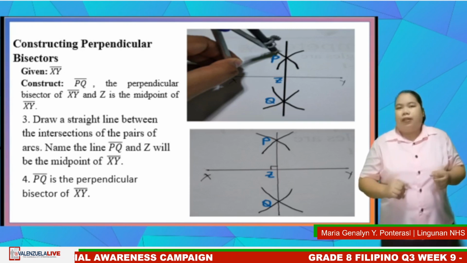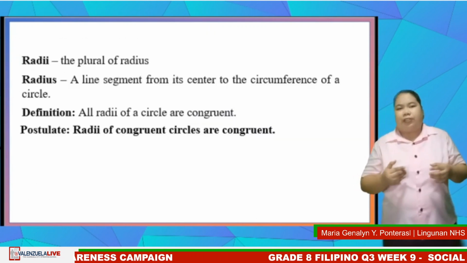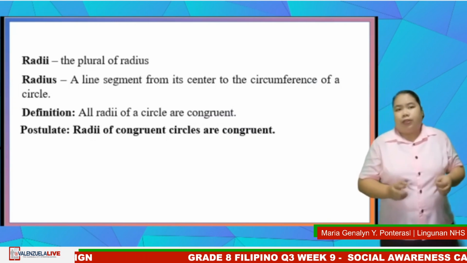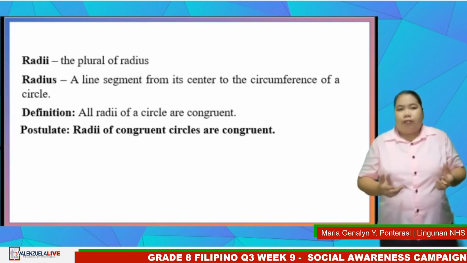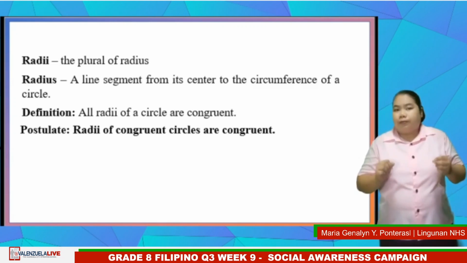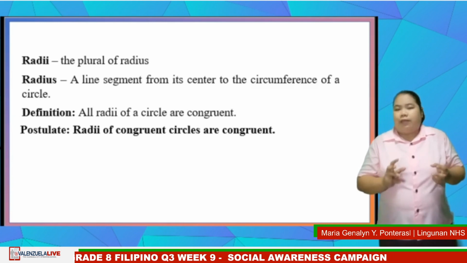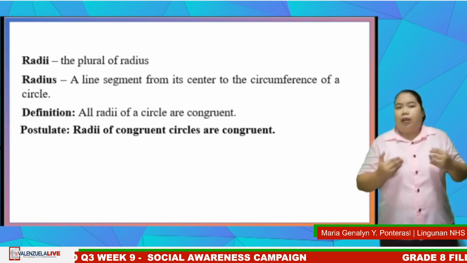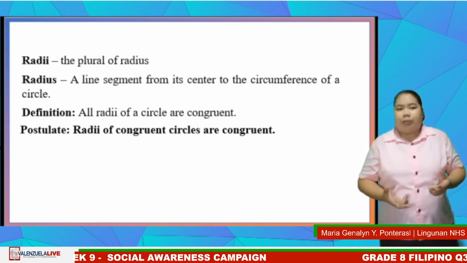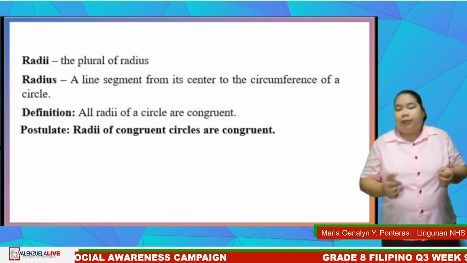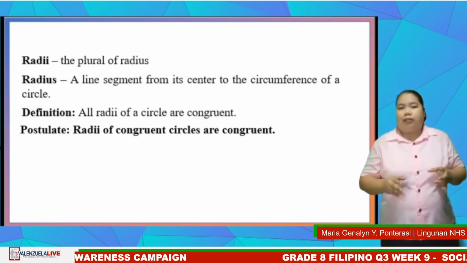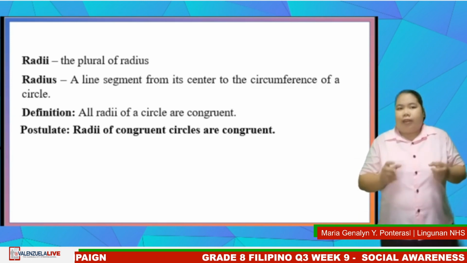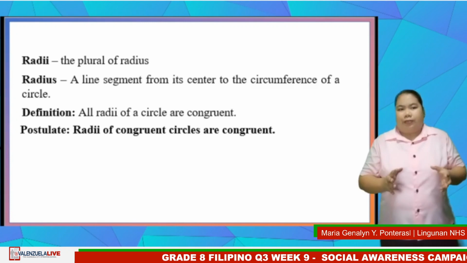Okay, now let us take note of these definitions that we're going to use in our proving. We will encounter radii, the plural of radius, a line segment from its center to the circumference of a circle. So its plural form is radii. We have here the definition: all radii of a circle are congruent. And our postulate that we're going to use in our proving is radii of congruent circles are congruent.